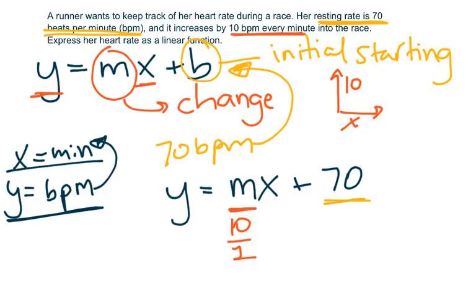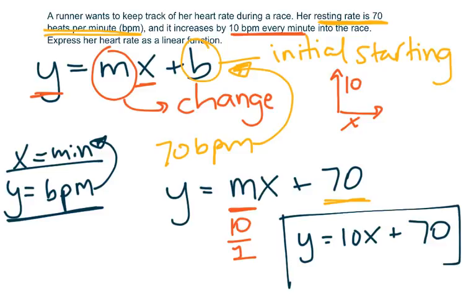And that gives us our linear equation to represent her heartbeat. Y, her heartbeat, equals 10 times x, how many minutes have gone by in the race, plus her initial starting heartbeat of 70 beats per minute.